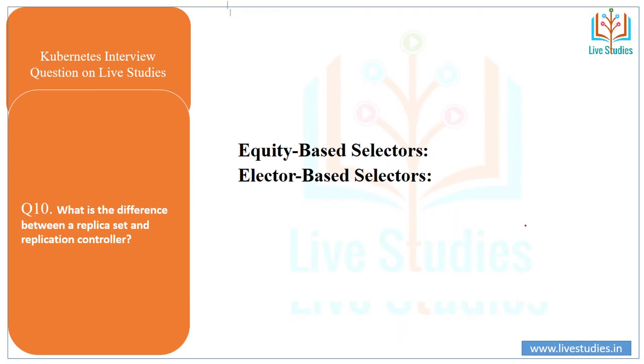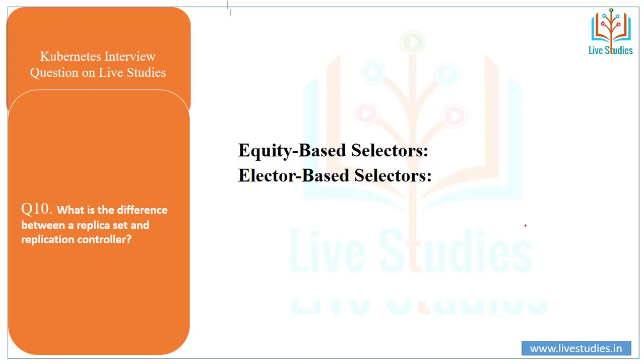Another question is, what is the difference between replica set and replication controller? Replica set and replication controller do almost the same thing. Both of them ensure that a specified number of pod replicas are running at any given time. The difference comes with the use of selector to replicate pod. Replica set uses set-based selector, while replication controller uses equality-based selector.